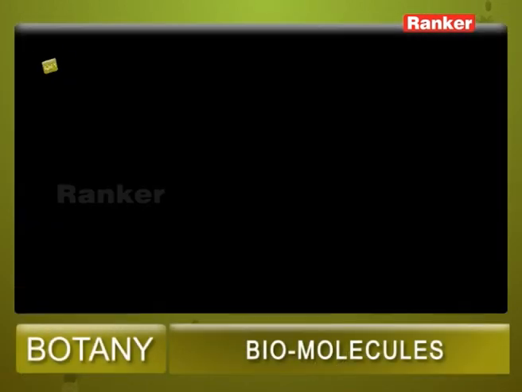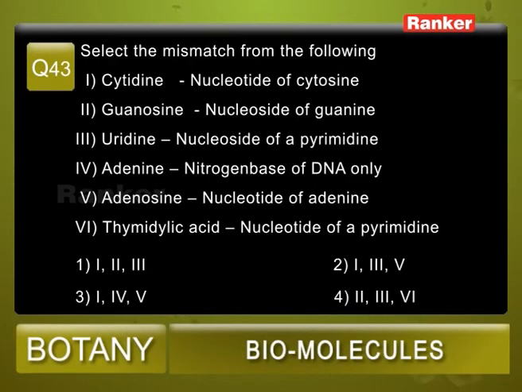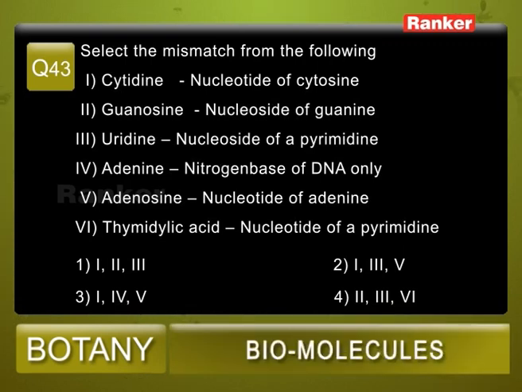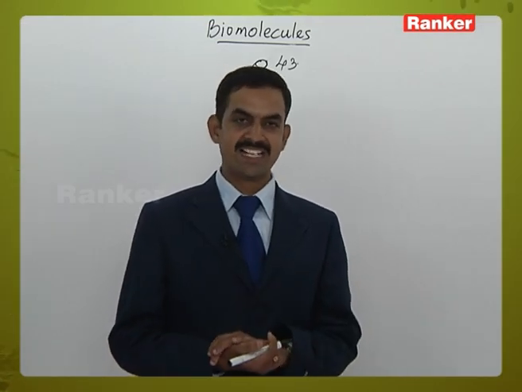Question number 43. Select the mismatch from the following. 1. Cytidine, nucleotide of cytosine. 2. Guanosine, nucleoside of guanine. 3. Uridine, nucleoside of a pyrimidine. 4. Adenine, nitrogen base of DNA only. 5. Adenosine, nucleotide of adenine. 6. Thymidylic acid, nucleotide of a pyrimidine. From these we have to identify the incorrect matches.